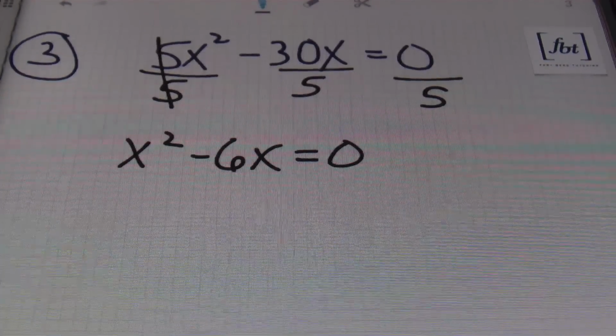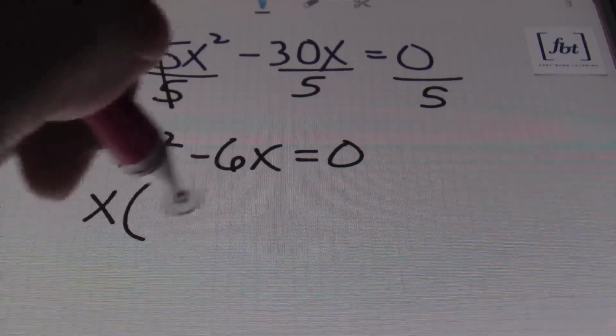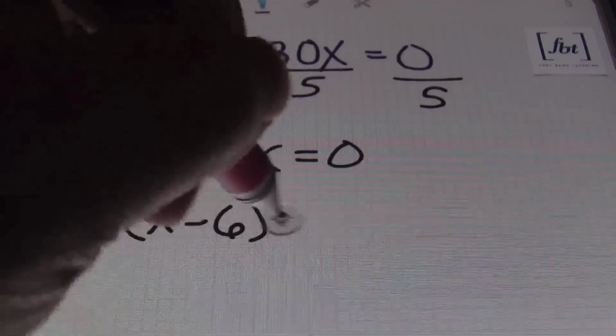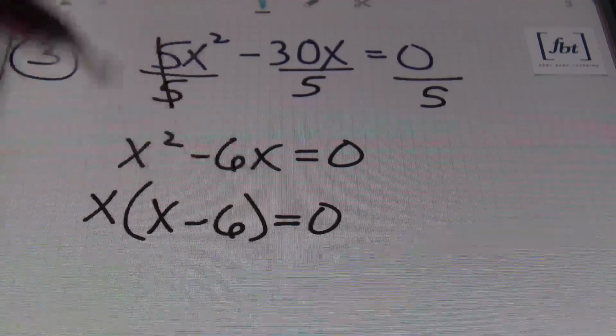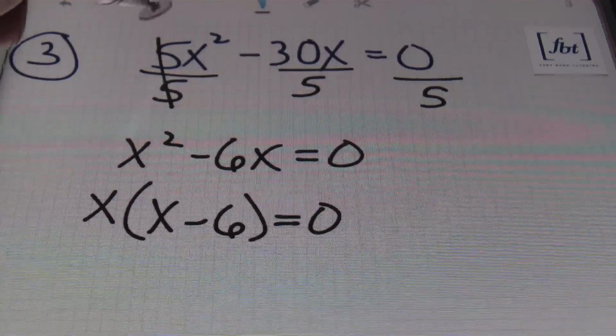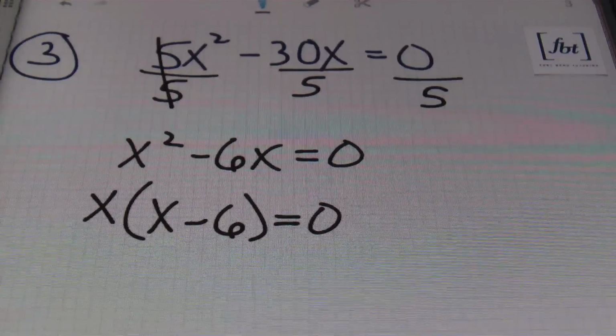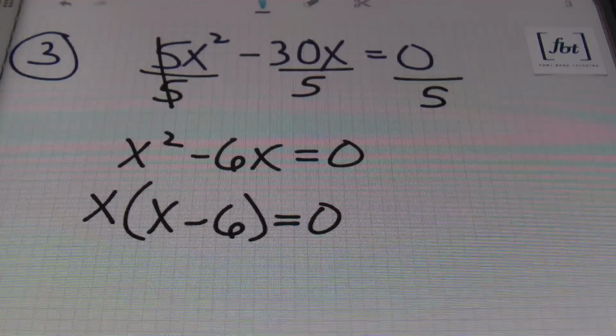So continuing on, these two terms have x in common, so I'm going to factor out an x. That'll leave me with x minus 6 equals 0. So here we have it completely factored out. And you could have just simply factored out 5x in the beginning, and that would have been a-okay, but I prefer simplified equations. It's just a personal preference.